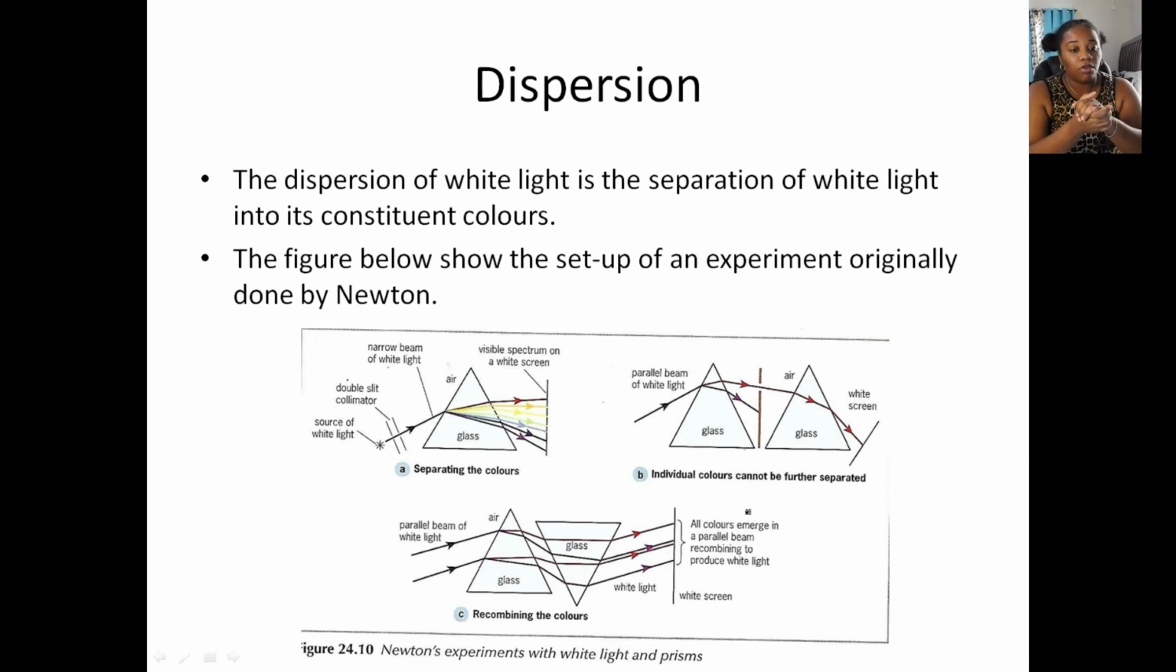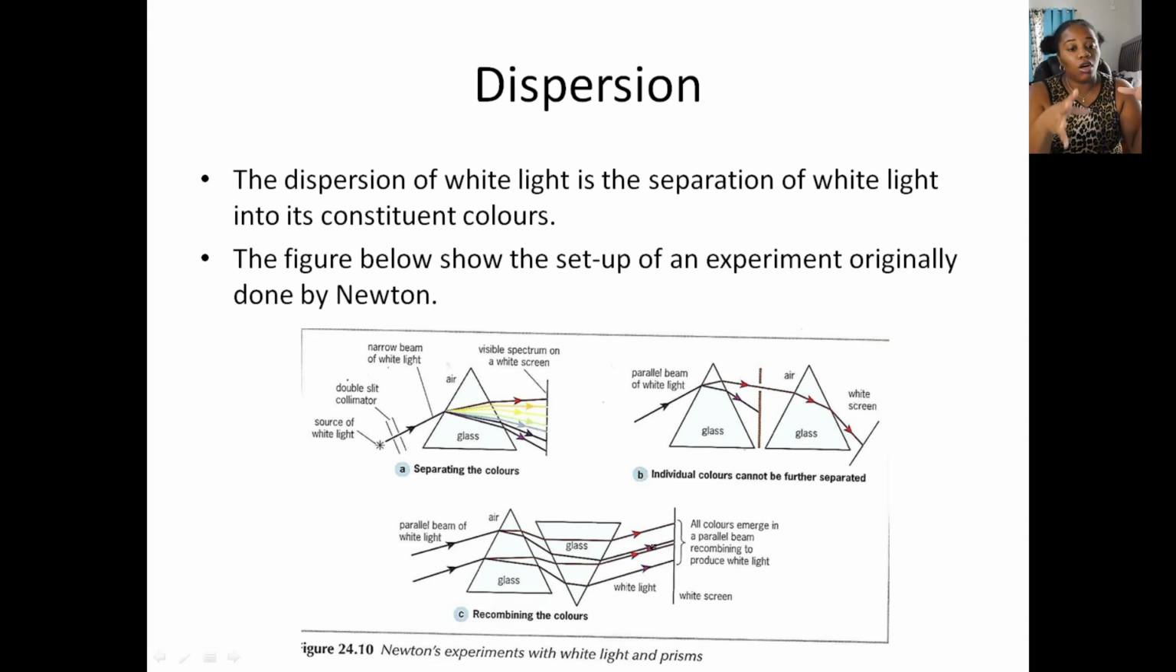And from there, what he did to prove that white light was only made up of these 7 colors is separate them using a slit, as you can see in figure B. And he used another prism to see if that red light would then further separate out into different colors. And the light that came out was red on a white screen, so it did not break apart or separate again. And then he recombined the colors by flipping the prism to show that all of them will converge to produce white light again, right?